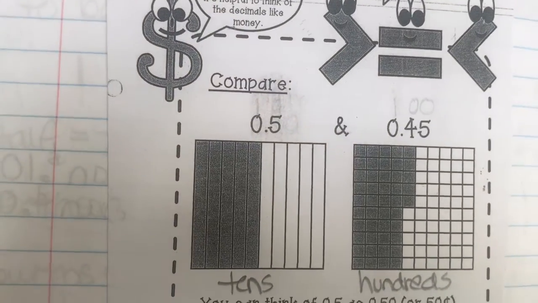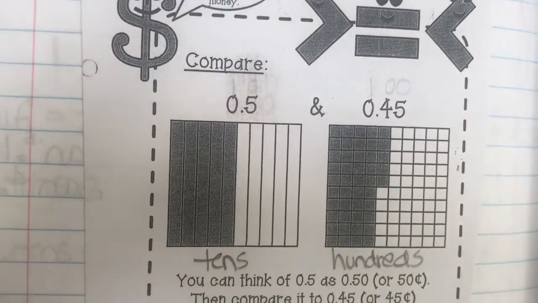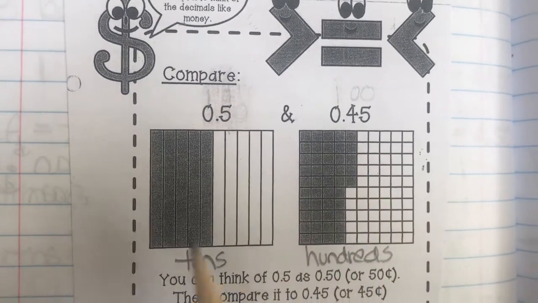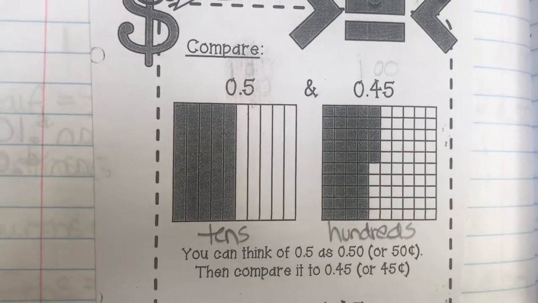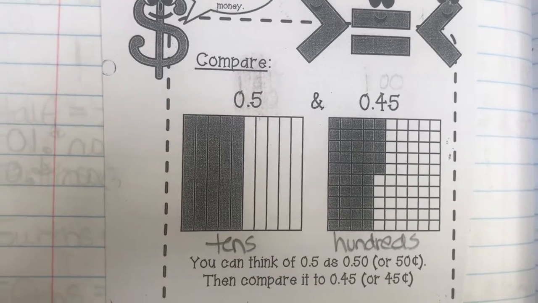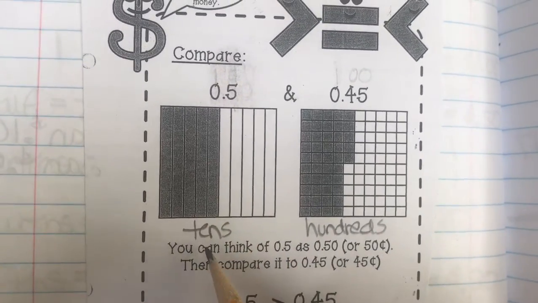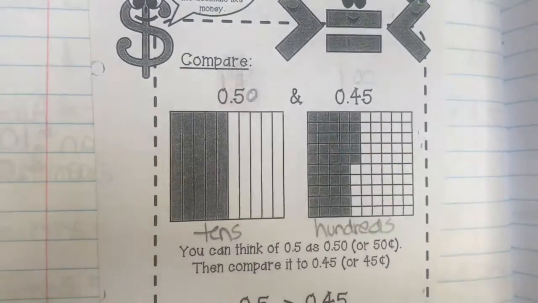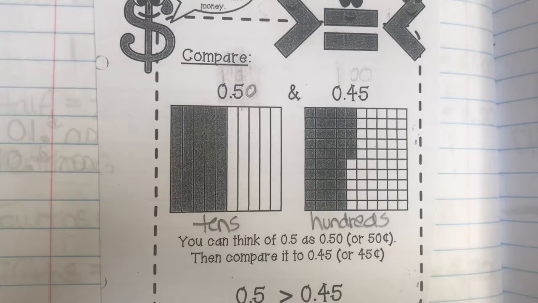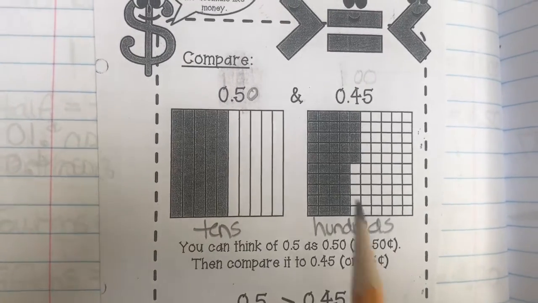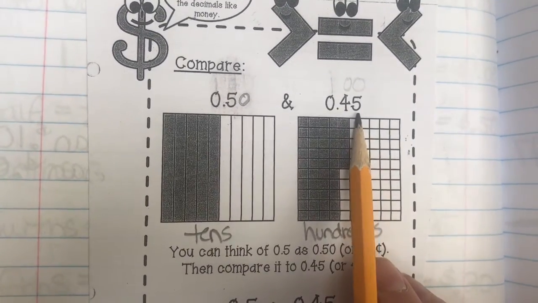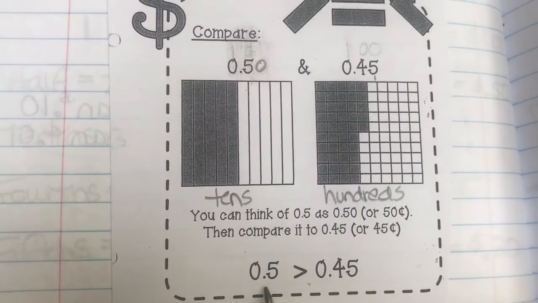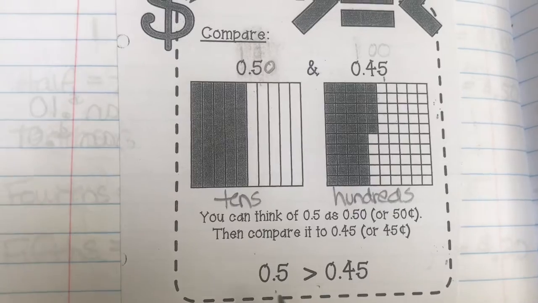So here's one showing us how to compare two models. We have 5/10 and 45/100. The first thing that we like to do is compare 5/10 as money. When we turn 5/10 into money, it becomes 50 cents. So you add your zero in like that, and that makes it really obvious. So you have 50 cents versus 45 cents. And so then you know that the alligator, of course, would want to eat the 50 cents. It's the bigger one. Okay.